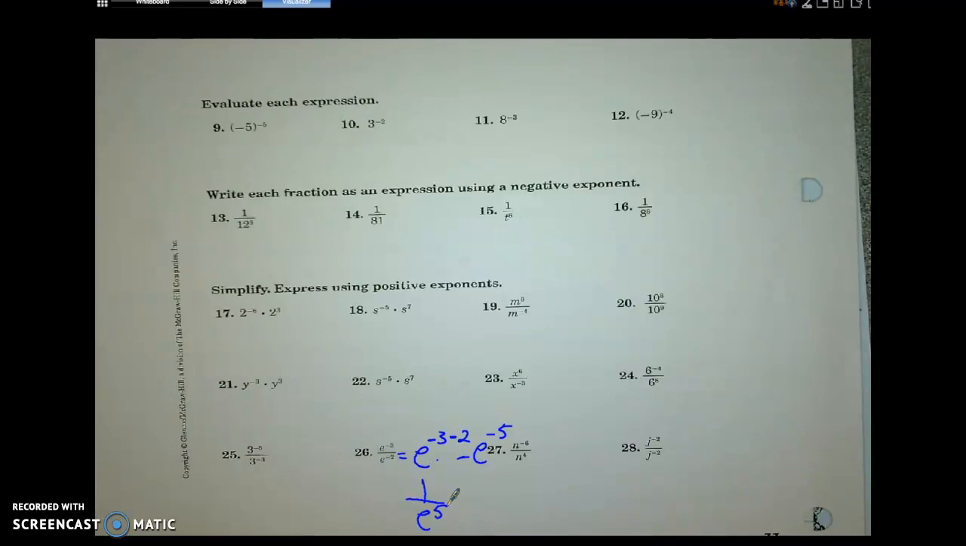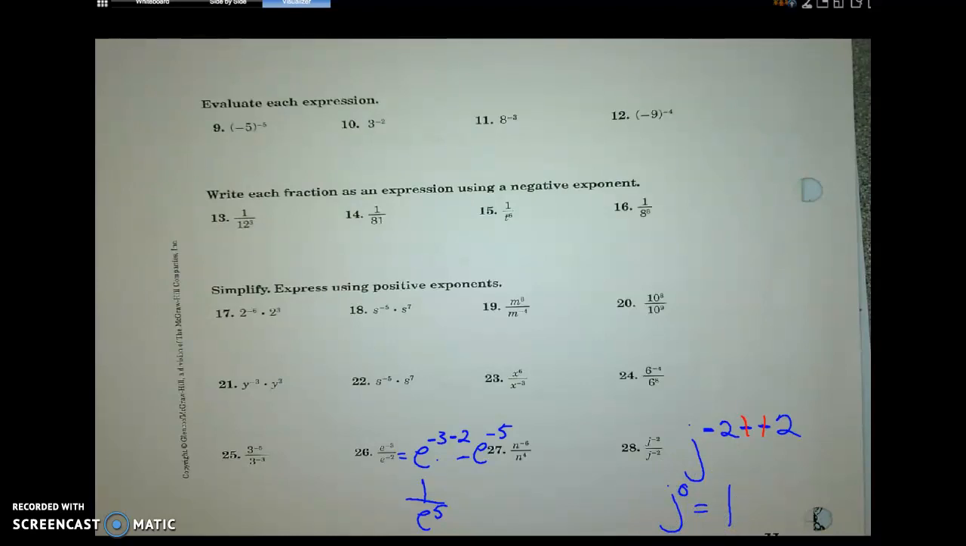Okay, going on to number 28, j to the negative 2 over j to the negative 2. So when we do this, we end up with j to the negative 2 minus negative 2. Those negatives, minus a negative equals plus a positive. So when we do that, negative 2 plus 2 is going to zero out. So we end up with j to the 0 power, which equals 1.